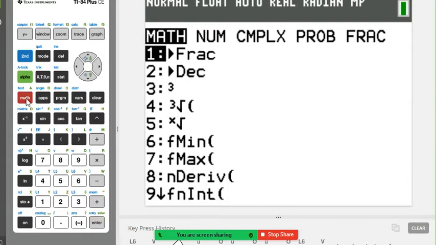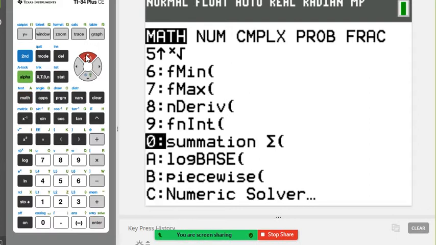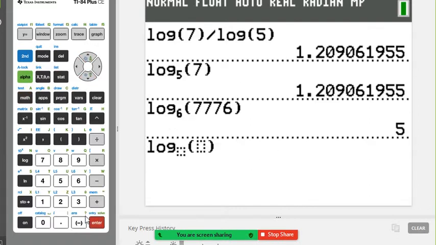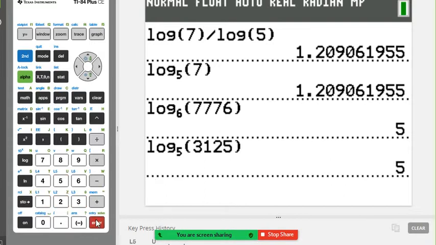All right. I thought it was in the math menu. Is it the very bottom? Oh, there it is. Yeah, log base. So there you go. I remember that there was another place for that. So let's do another one like log base 5 of 3,125. Should also be 5. Yay. Okay. Nice, nice, nice. Let's keep going.